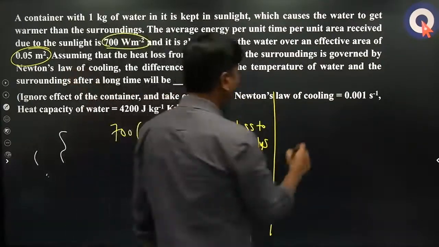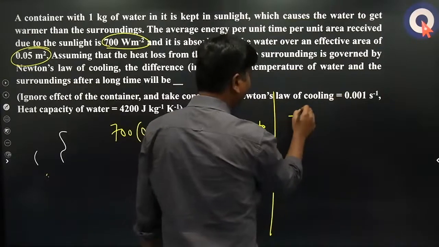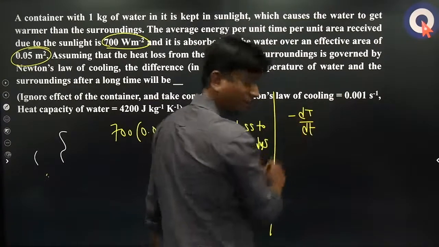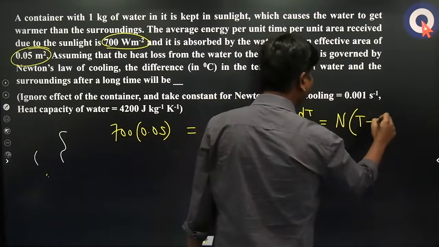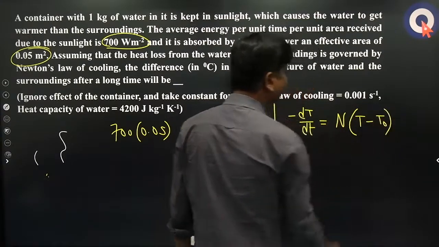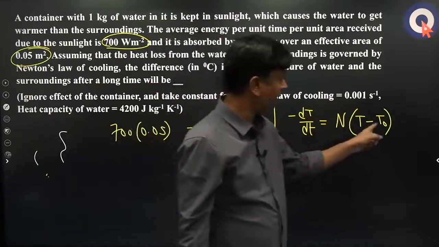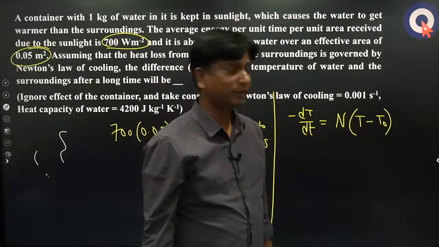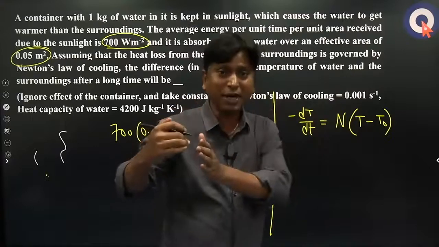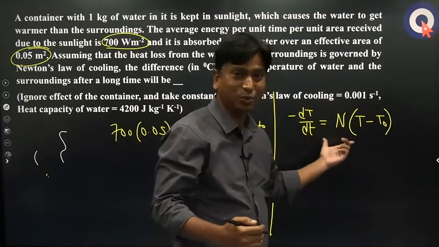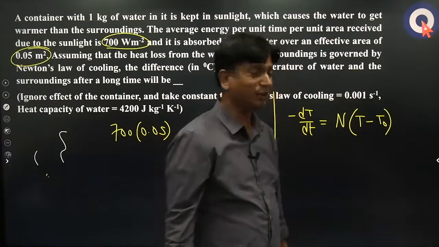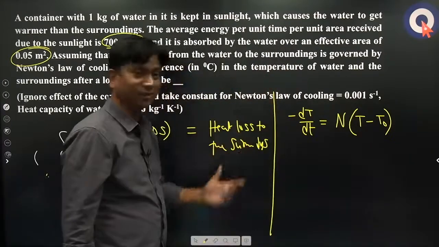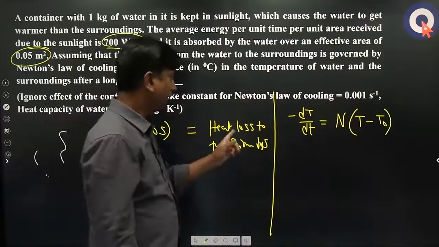In Newton's law of cooling, we know that minus dT by dt, the rate of cooling, is equal to Newton's cooling constant into the temperature difference, T minus T naught. This is the temperature of the water and this is the temperature of the surroundings. So this is after a long time. After a long time, the rate at which it is cooling is equal to Newton's cooling constant into T minus T naught. Okay, but we want heat loss, so this is dQ by dt.